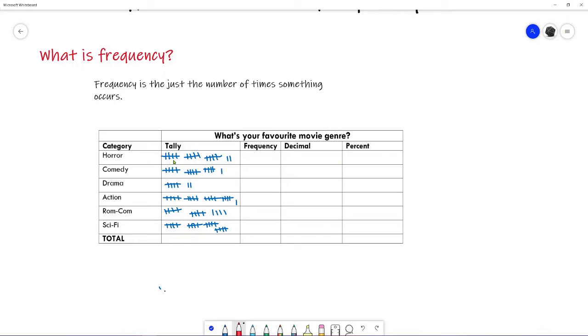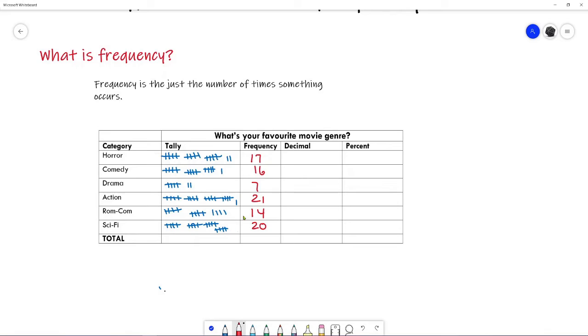Well, horror, I see I have 5, 10, 15, 17. So my frequency is 17. Comedy, I see I have 5, 10, 15, 16. Frequency 16. Frequency 7. 5, 10, 15, 20, 21. 5, 10, and 4 is 14. And I have 20 on the dot here. Okay, so that's my frequency.